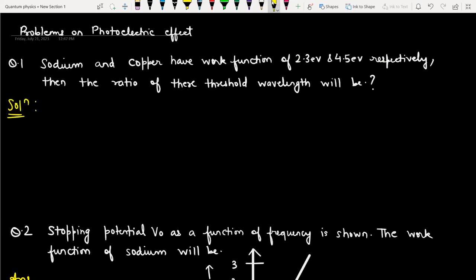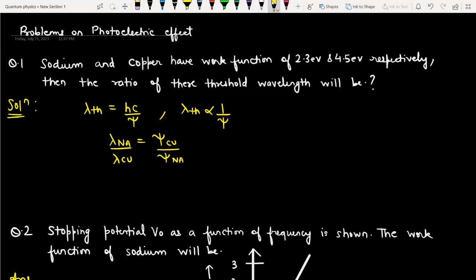You know what is the value of threshold wavelength? The value of threshold wavelength is hc over psi. This hc is a constant and this psi is basically the work function. So we understand that this lambda Th is inversely proportional to the work function. So it means that the threshold wavelength of sodium over the threshold wavelength of copper will be equal to the work function of copper over the work function of sodium, because obviously we have the inverse relation.